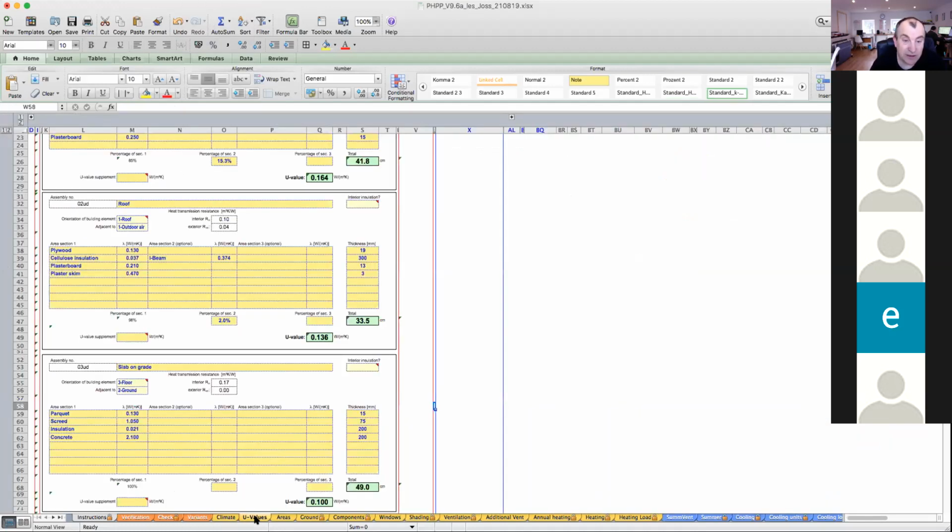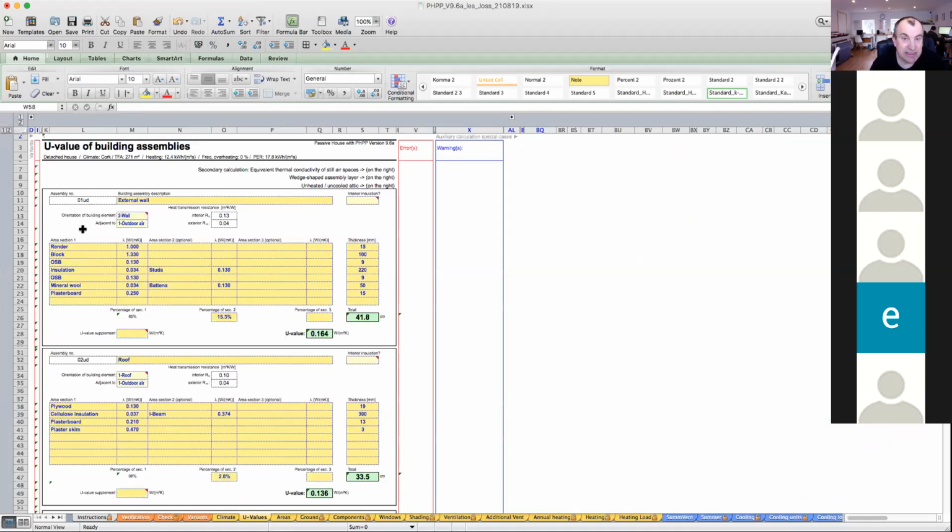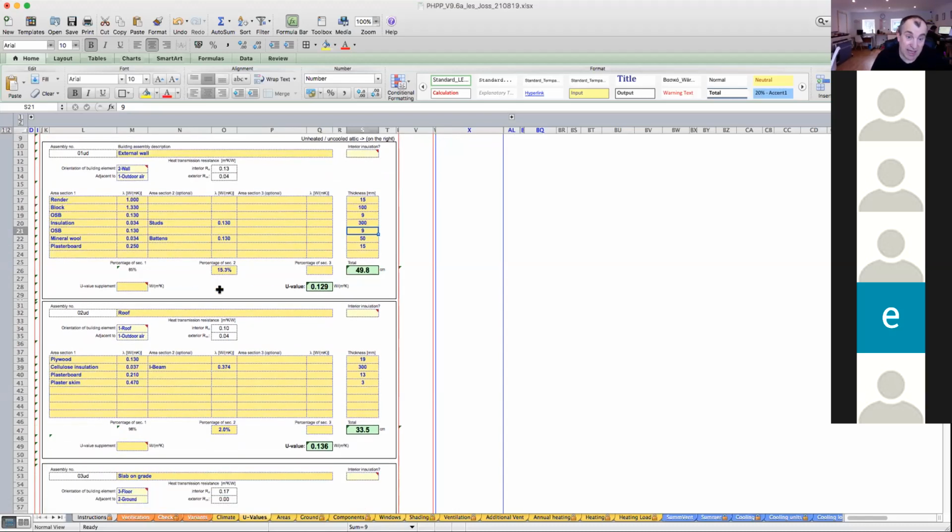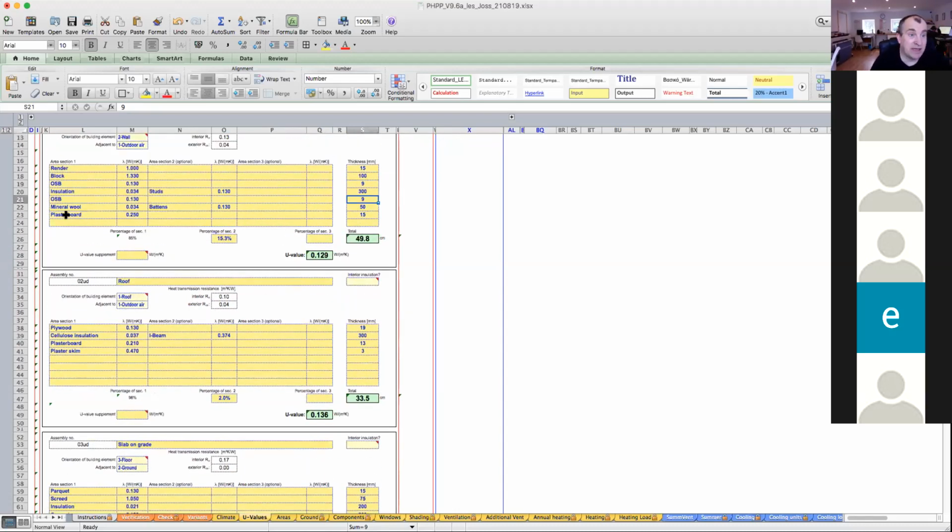We've done U values to death. This is the PHPP U value. I got you to do it by hand. This is how easy it is in PHPP. You can see the U value here of 0.164. And what I've got here is 220 millimeters of insulation. If I change that to 300 mil, it automatically updates the U value calculation here. So it's pulling out this data. You can see the build-up of the wall and the build-up of the roof.